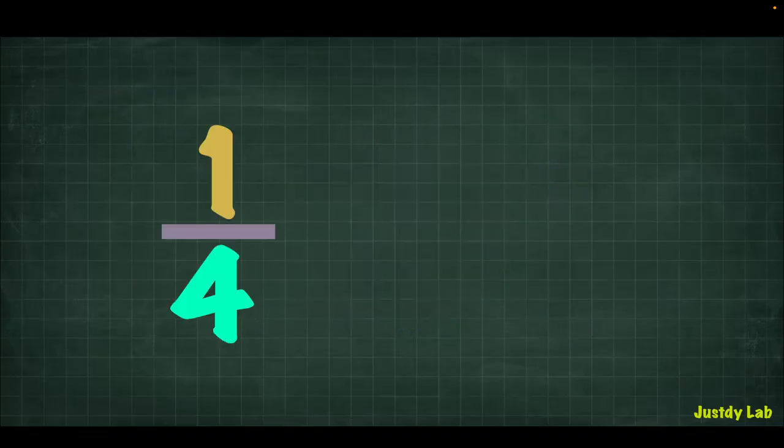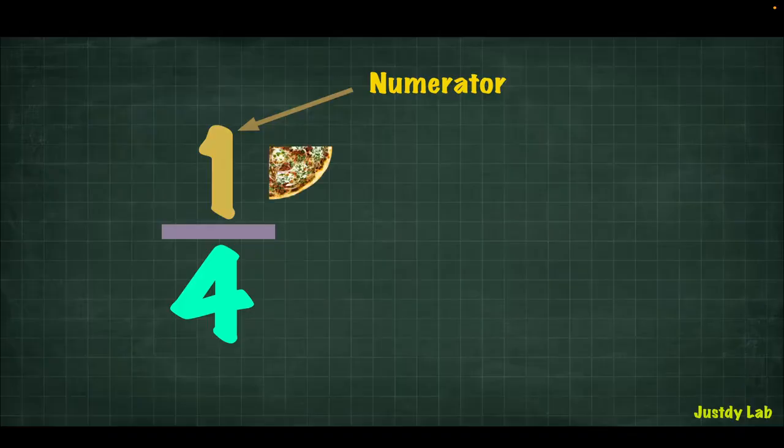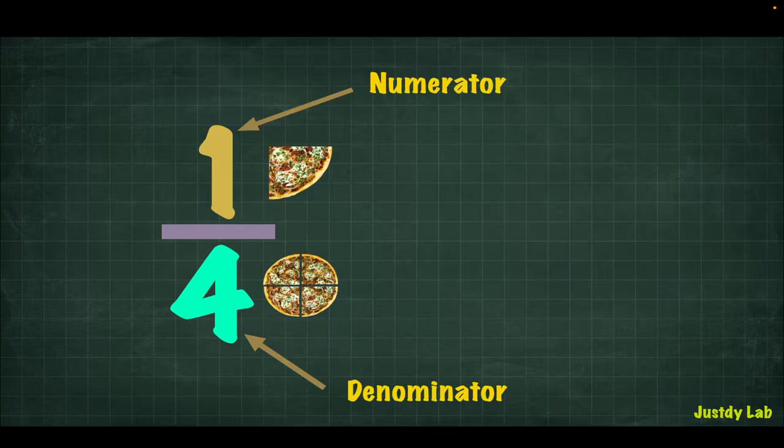Now, this 1 over 4 actually has some parts that we need to identify. The 1 is identified as the numerator, which in this case represents 1 of the 4 pieces of pizza. The 4 is called the denominator, which represents all the 4 pieces together. And we always have a line between the numerator and the denominator, which is called the division sign. And this is the basic structure or component of a fraction.